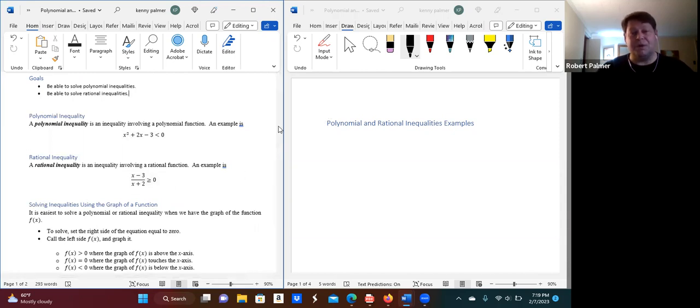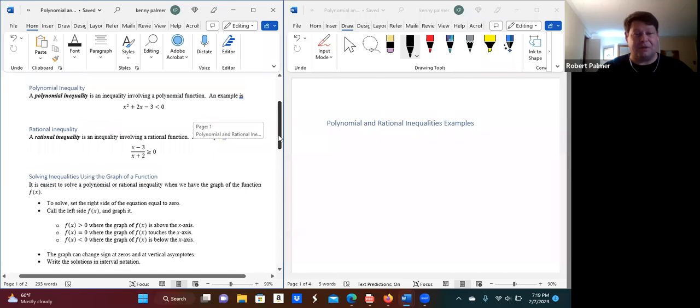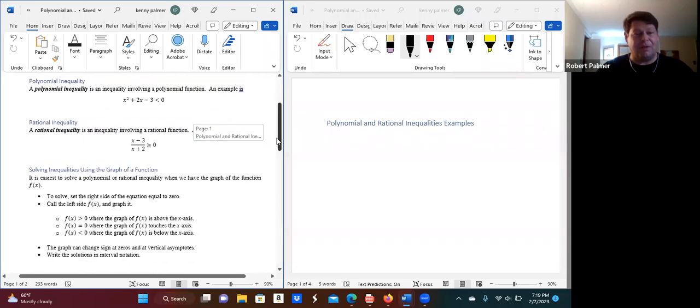So what we're going to do for this is actually solve them graphically. And what I mean by that is that we're going to get one side equal to 0. In these cases, they're already in that form, but it might not always be in that case. Get one side equal to 0. We're going to essentially call the left side f of x, like you see here. We're going to graph that.